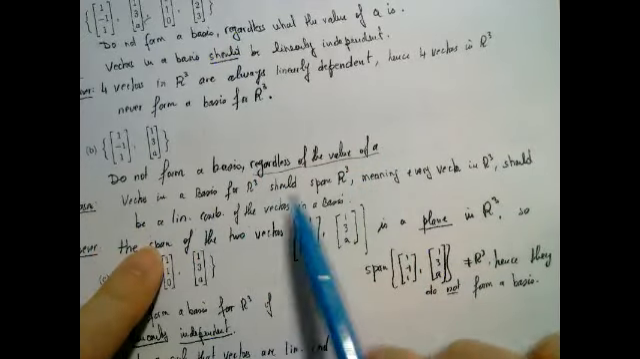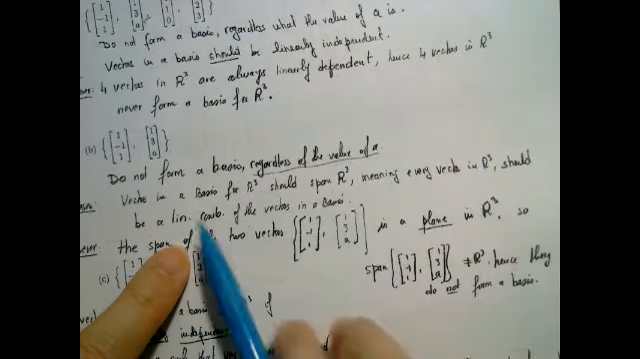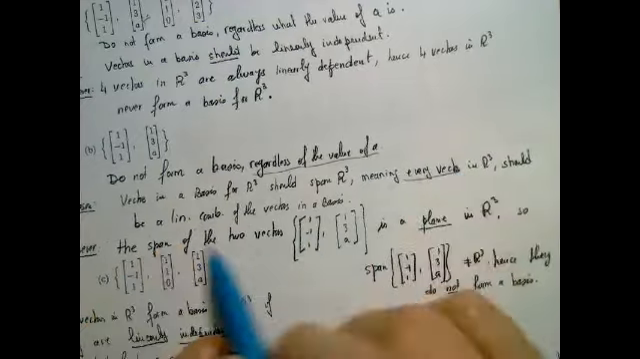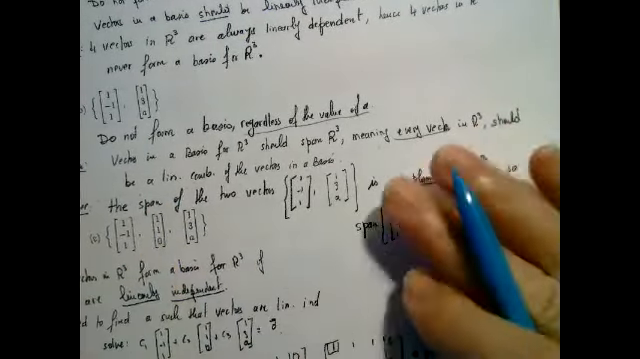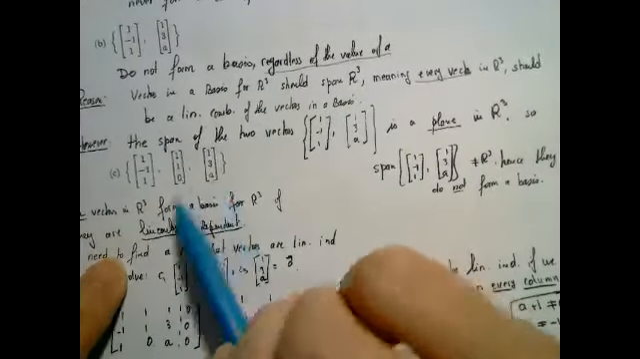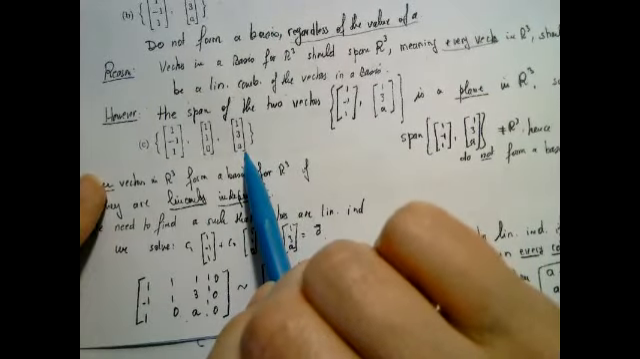Because vectors in a basis should span R3, every vector in R3 should be a linear combination of them. And the span of 2 vectors is nothing more than a plane. So geometrically, not. Finally, I gave you 3 vectors. And the question is, do they form a basis? For which A do they form a basis?